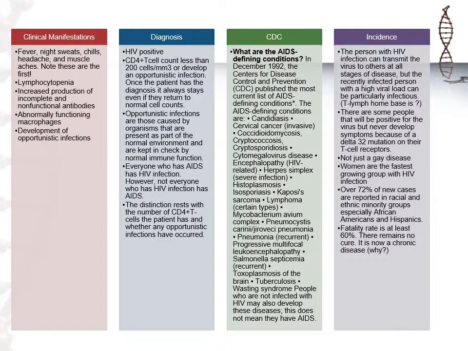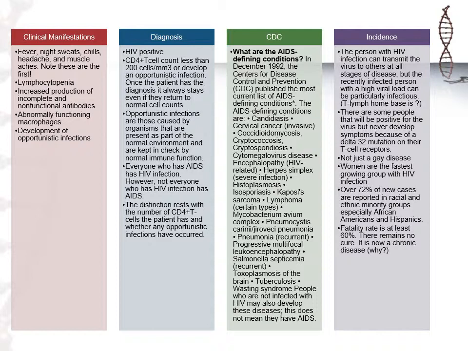Well, let's talk about incidence. The person with HIV infection can transmit the virus to others at all stages of the disease, but the recently infected person with a high viral load can be particularly infectious. There are some people that will be positive for the virus but never develop symptoms because of a Delta 32 mutation on their T cell receptors.